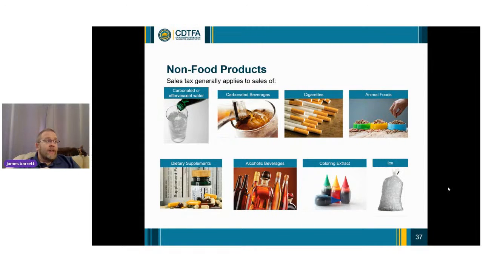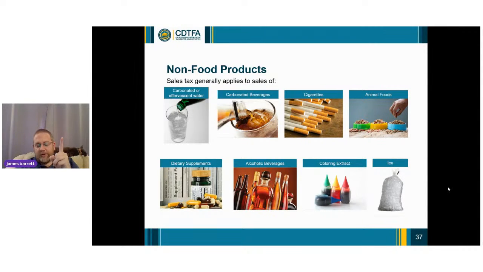There are items you can buy at a grocery store or a restaurant that are not considered food and are thus taxable. Carbonated water is an interesting one. You can buy a bottle of water and that's not taxable. If you put bubbles in it, it is taxable. The bubbles are what's taxable. Same thing with carbonated beverages, cigarettes, animal food, alcohol. I tell people, forget taxes. Just because you can eat something doesn't make it food, right? That's good life advice.